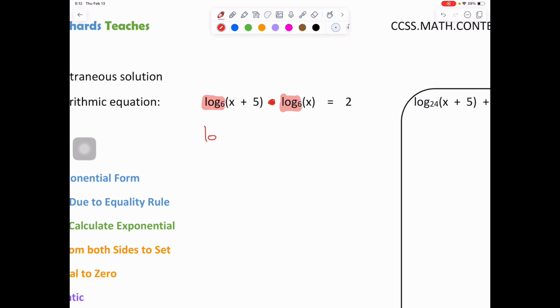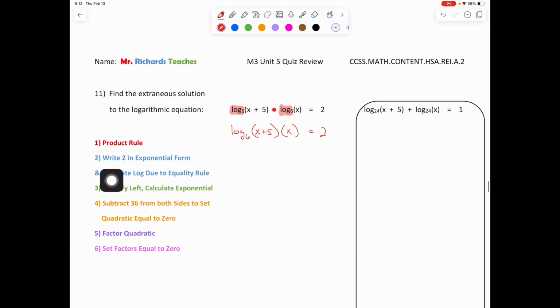Let's go ahead and write that out. Log base 6, x plus 5. We'll be multiplying, so let's just go ahead and bring down our x as they share that log base 6 equals 2. Step 2 in blue, write 2 in exponential form.